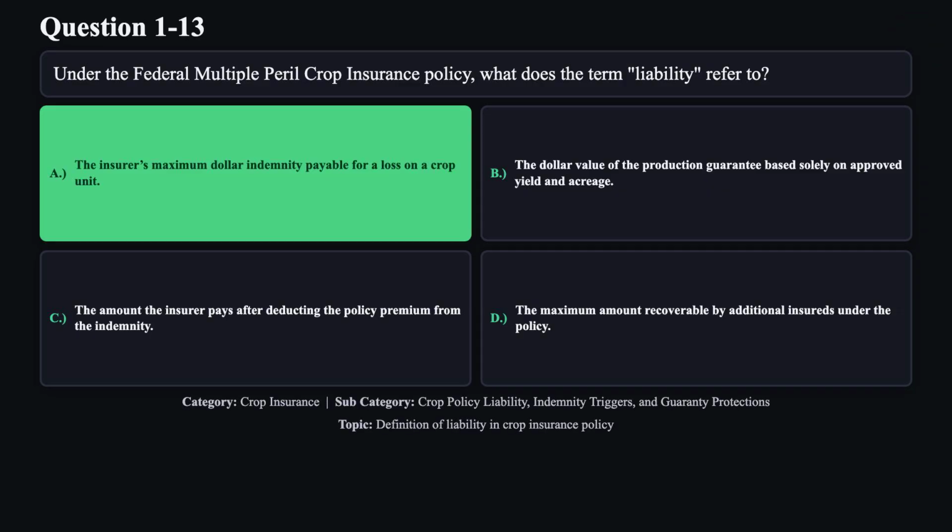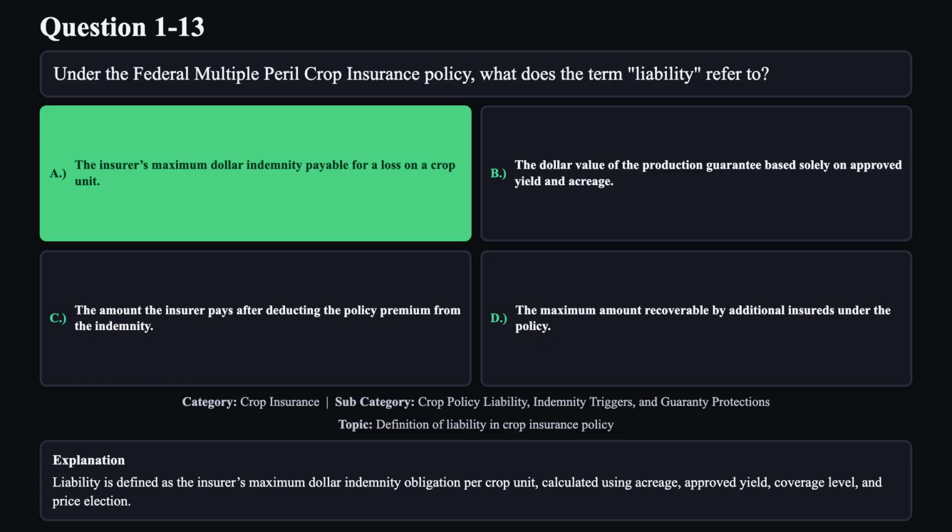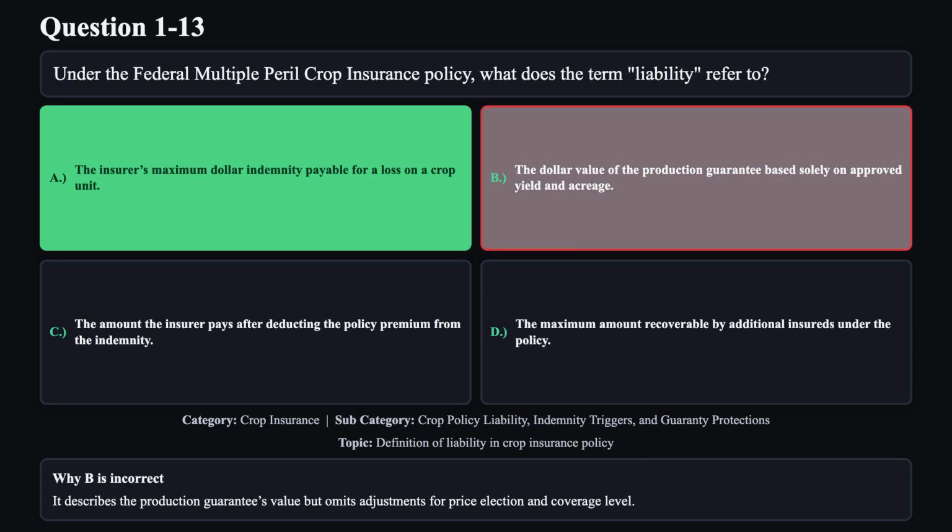The correct answer is A. Liability is defined as the insurer's maximum dollar indemnity obligation per crop unit, calculated using acreage, approved yield, coverage level, and price election. Reason B is not correct. It describes the production guarantee's value but omits adjustments for price selection and coverage level.